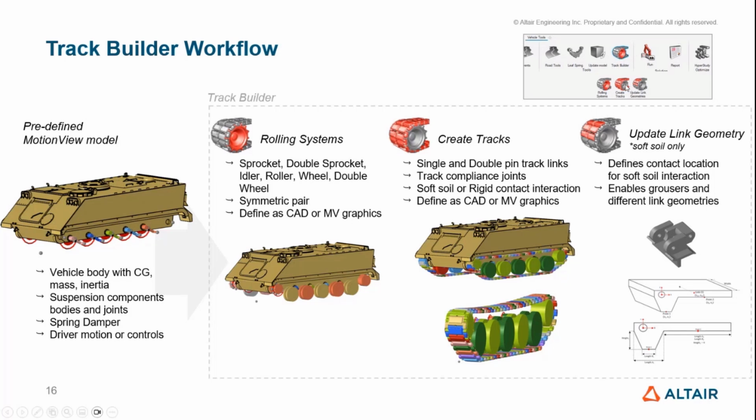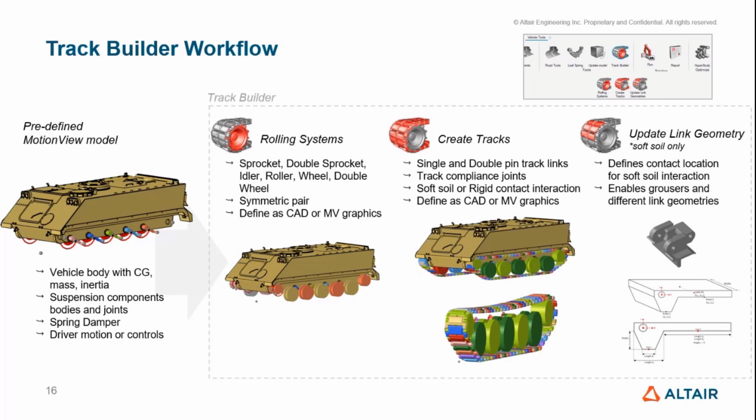There are three main features, right? One is the rolling system, the other one is the truck system, and then there is a third one that's only used for the soft soil case. In case you have a truck system that has a CAD that contains a different shape configuration of this track link, and you are using soft soil, there is this update track link geometry that assists you to modify the geometry to be understood on the soft soil. I'm going to talk about this a little bit later. But yeah, so this is the workflow to build a track model inside MotionView.